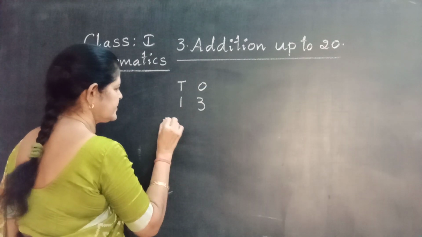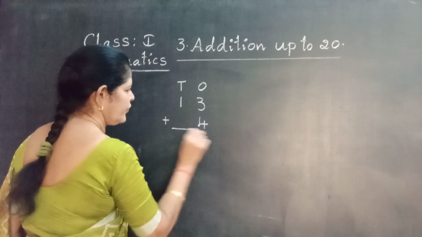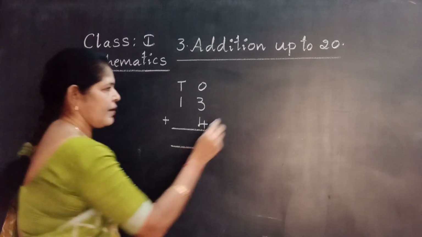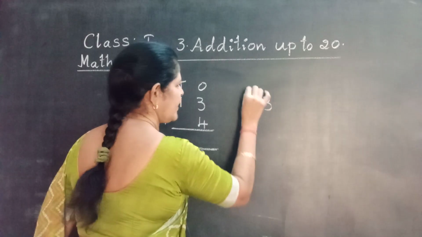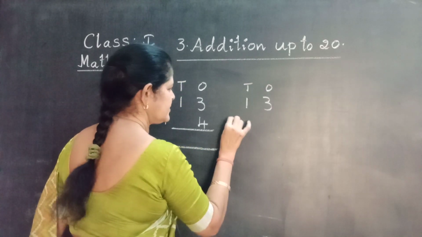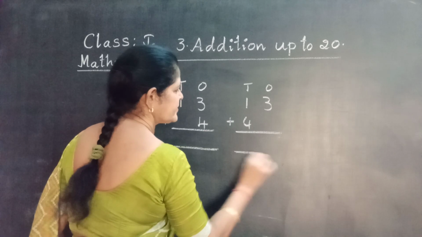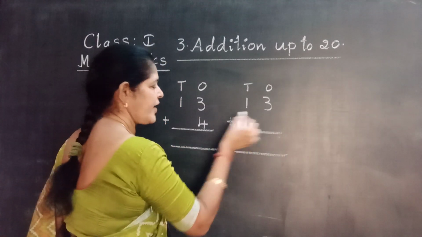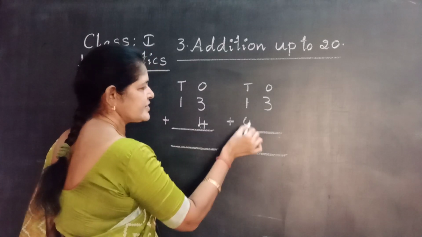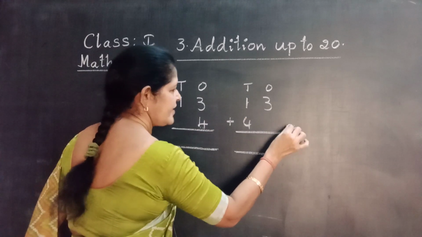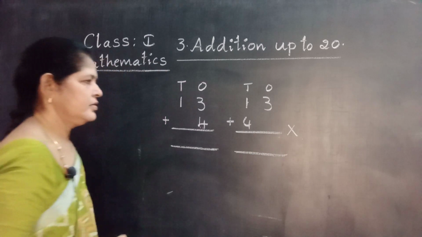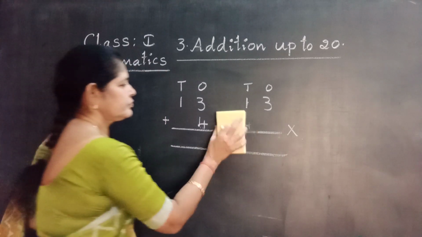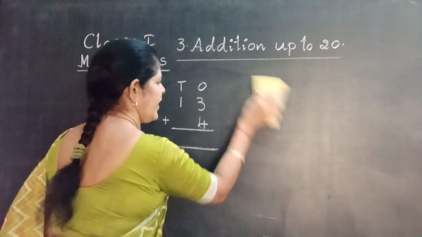13 plus 4. First number is 2 digit number. Second number is 1 digit number. If you are arranging the numbers like this, our arrangement of numbers is wrong. 4 is 1 digit. 4 should be written in the ones place. This is tens place. This arrangement of numbers is wrong. Okay? Don't write the numbers like this. This is the correct way.